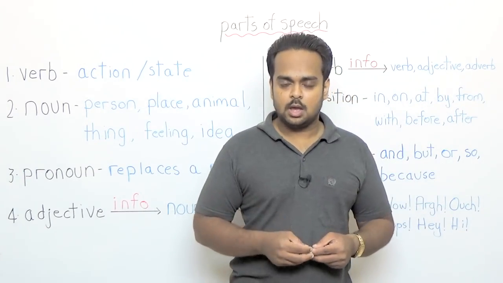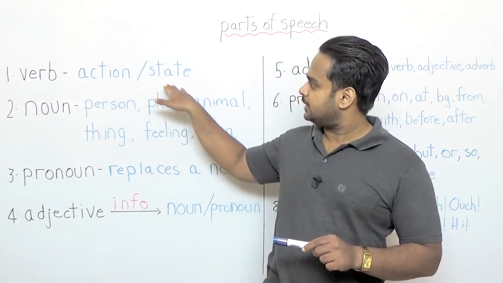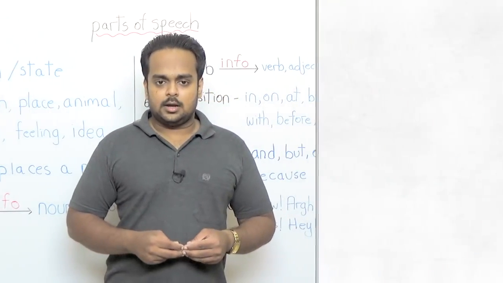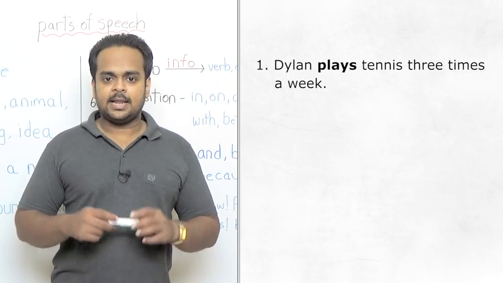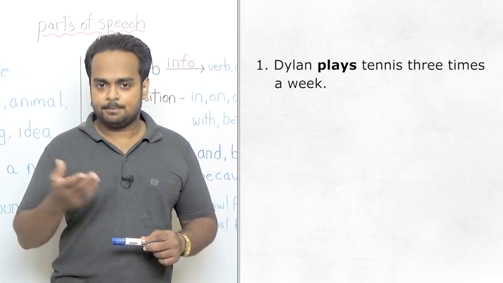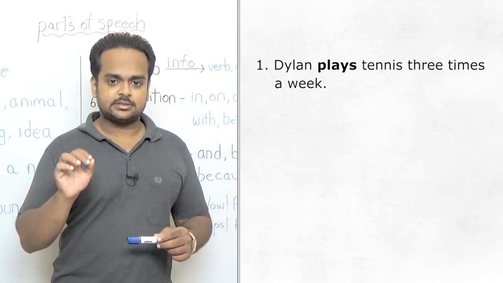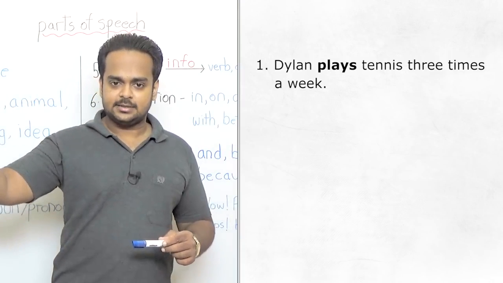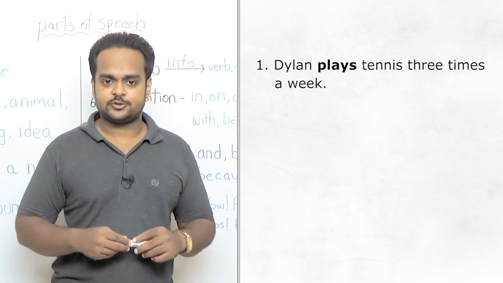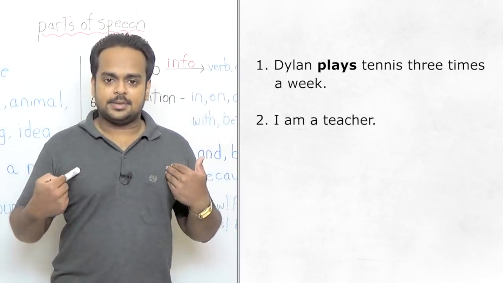But what does a verb do? Well, a verb is a word that shows an action or a state. State means a situation. Now, for example, in the sentence, Dylan plays tennis 3 times a week. In this sentence, the verb is play because that's the action. And we're saying plays because for he, she, and it, we say plays. We add the S to the verb in the present tense. So Dylan plays.